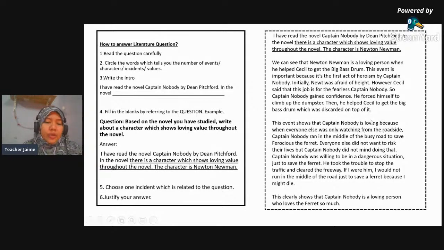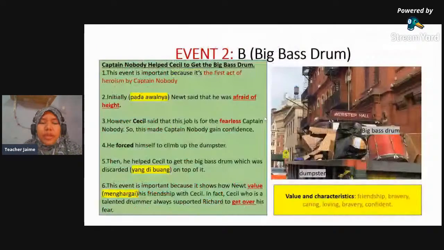Okay, kat sini you have to justify the event. Kenapa kamu kata event yang kamu hafal tadi menunjukkan loving? Kamu kena buktikan. This event shows that Captain Nobody is a loving person because when everyone else was only watching from the roadside, alamak, the bawah ni tersilap. So here, what you have to do is you have to say, this event shows that Captain Nobody is a loving person because you can say, okay, he did not reject.